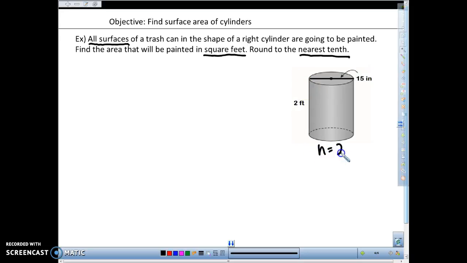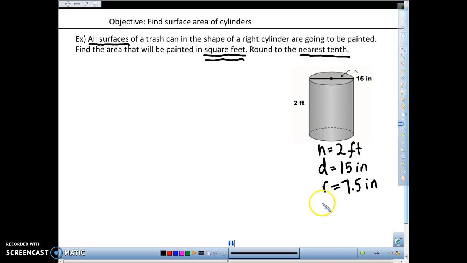They tell us the height is 2 feet. Additionally, they tell us that the diameter across is 15 inches. The diameter gives us a clue as to our radius, and remember radius is half of the diameter, so I go ahead and divide 15 by 2, giving me 7.5 inches as my radius. However, they want the square feet area of the trash can that's going to be painted.